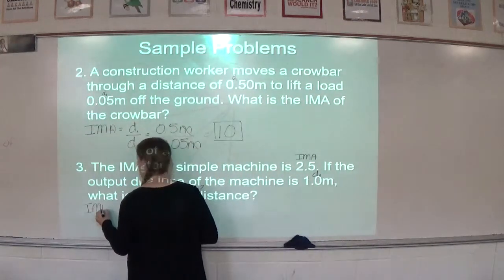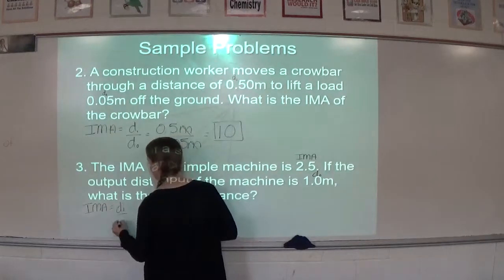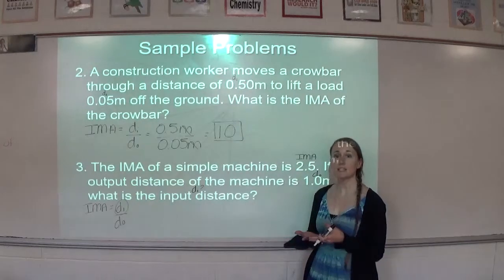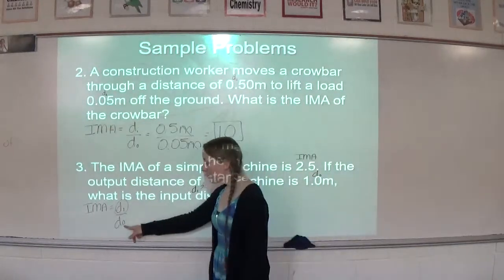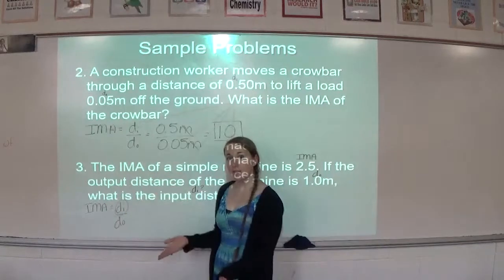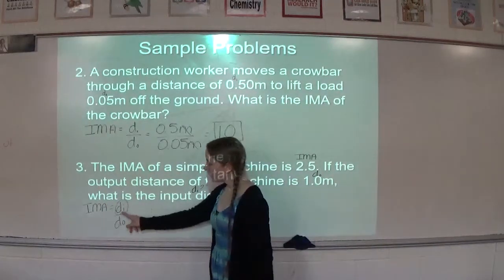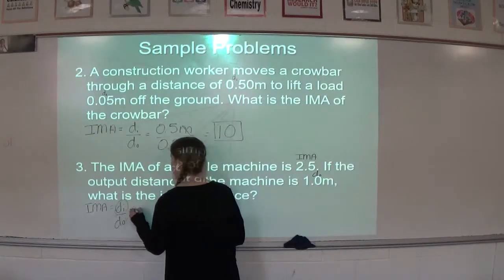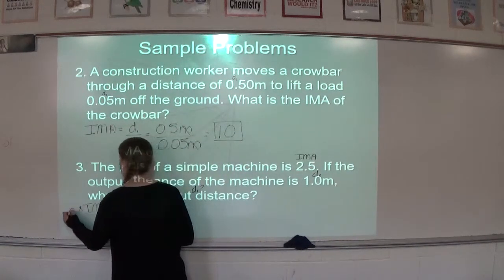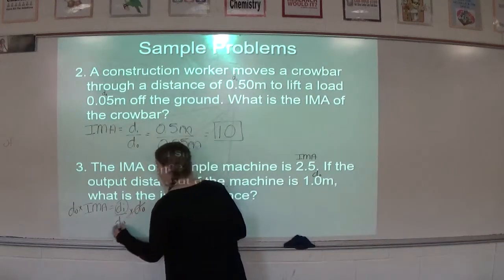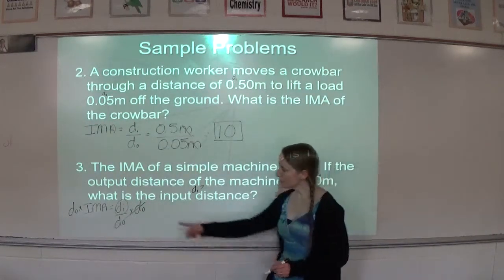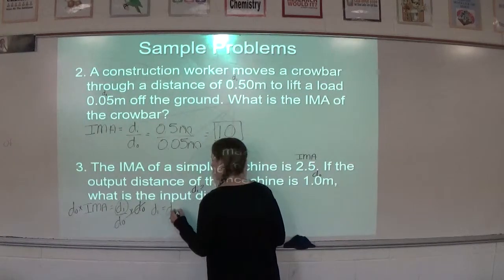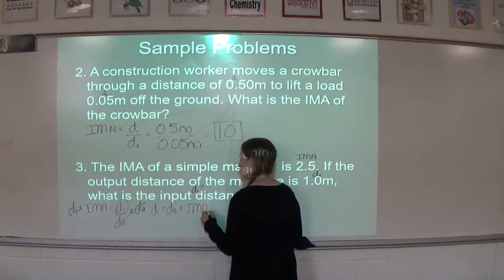So we have IMA equals my input distance over my output distance. If I want to solve for input distance, I need it to be by itself. So I have to get output distance on the other side. To do that, we do the opposite mathematically. Right now, we're dividing by output distance. So what's the opposite of dividing? Multiplying. I multiply both sides, because remember, in an equation, if you do something to one side, you have to do it to the other. I multiply both sides by output distance, so they cancel on this side. And so I'm left with my input distance equals my output distance times my ideal mechanical advantage.